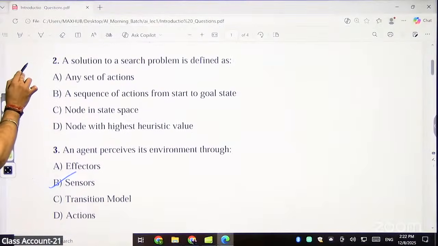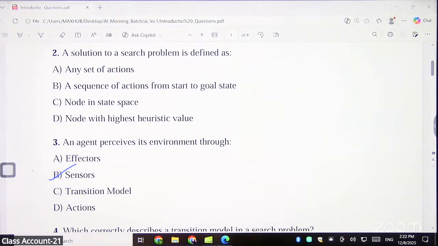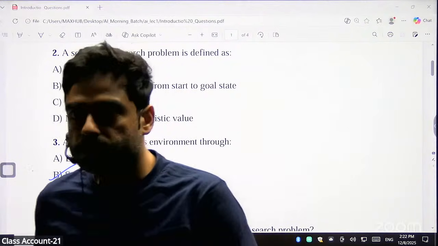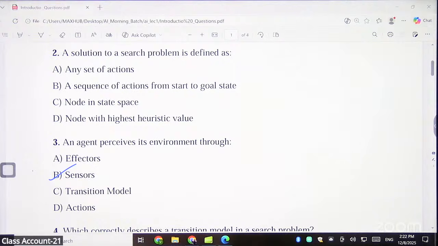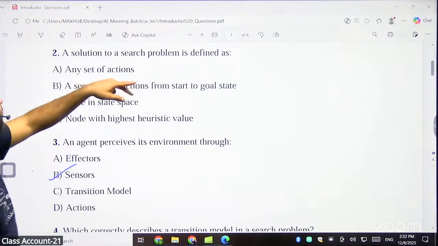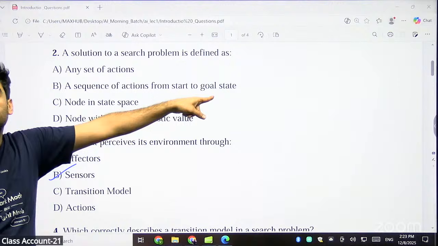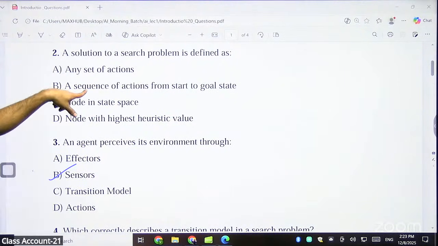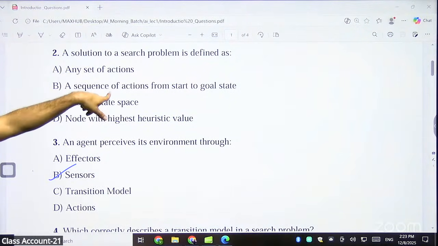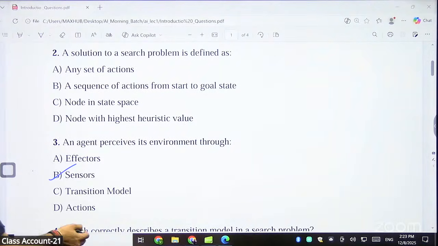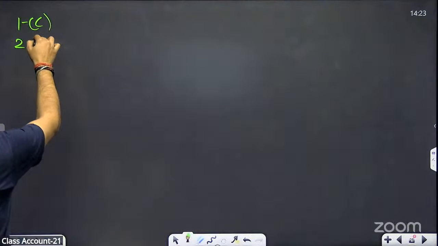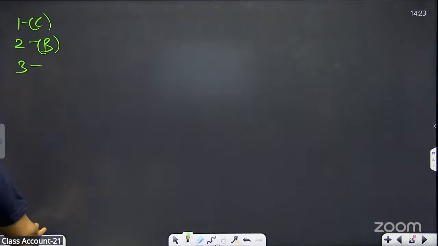Okay, answer for question number two: a solution to a search problem is defined as. Yes, everyone, please answer this. Very simple, correct. So option B is correct. A solution to a search problem is defined as a sequence of actions from start to the goal state. So for question number two, option B is correct.